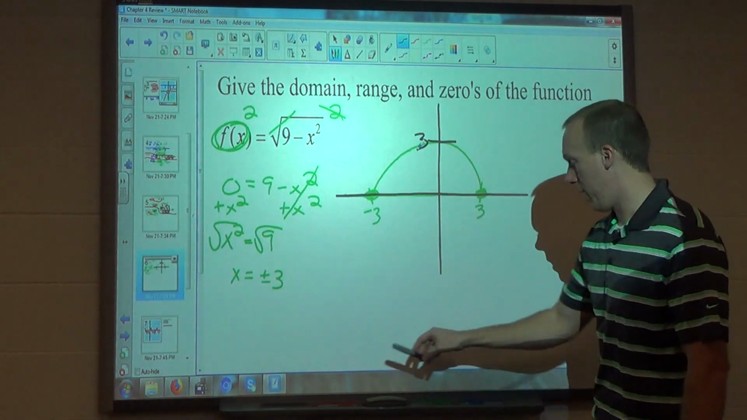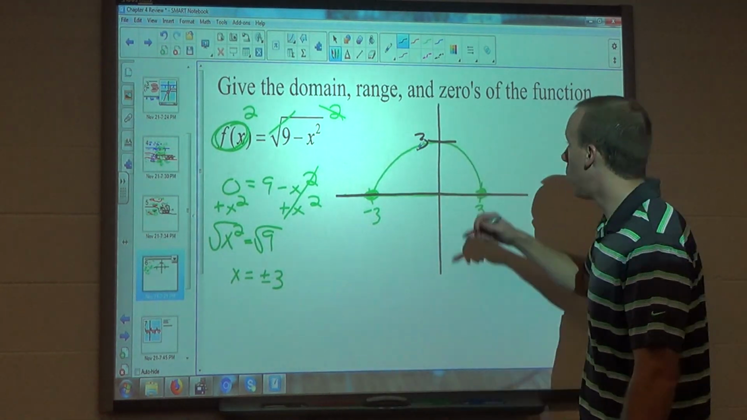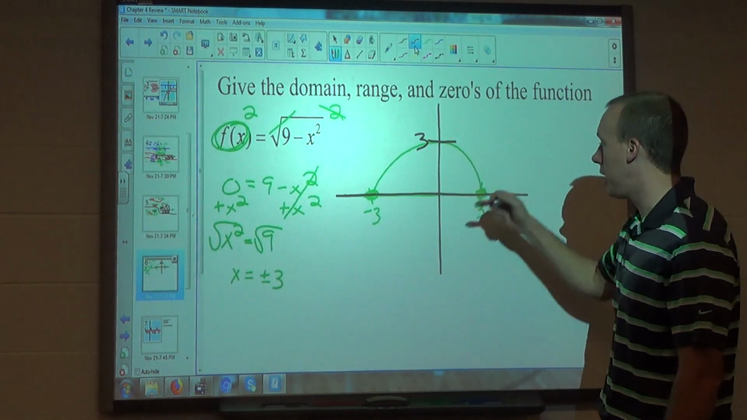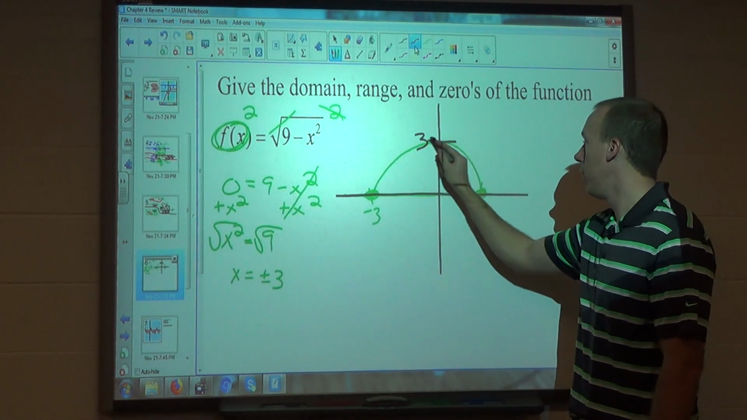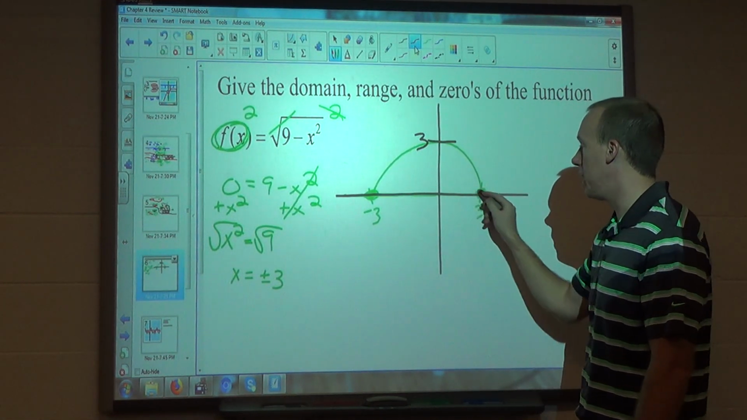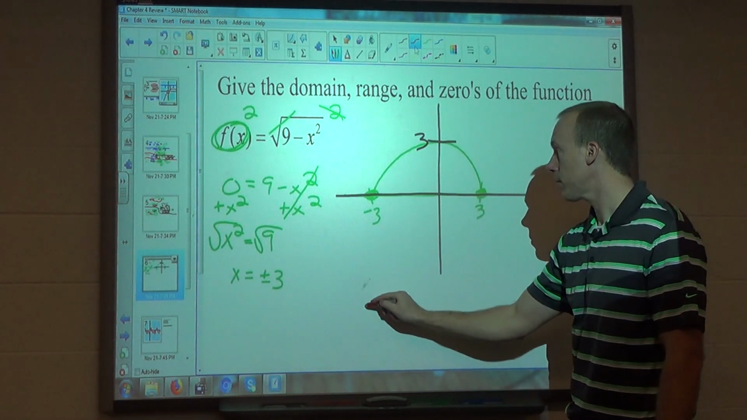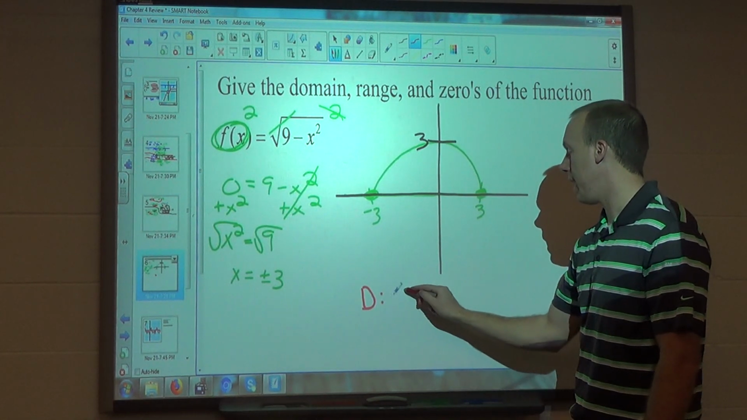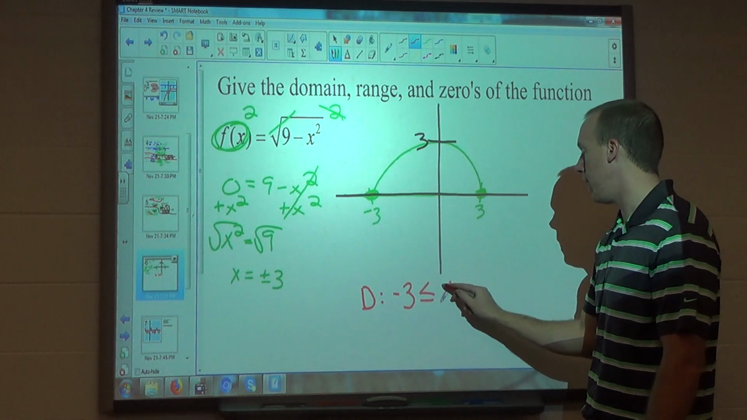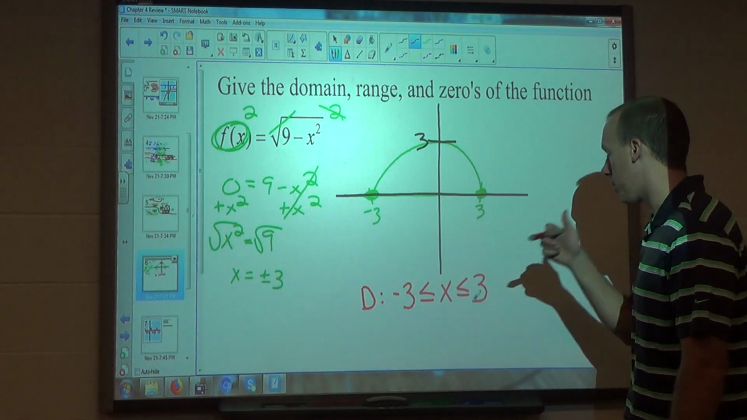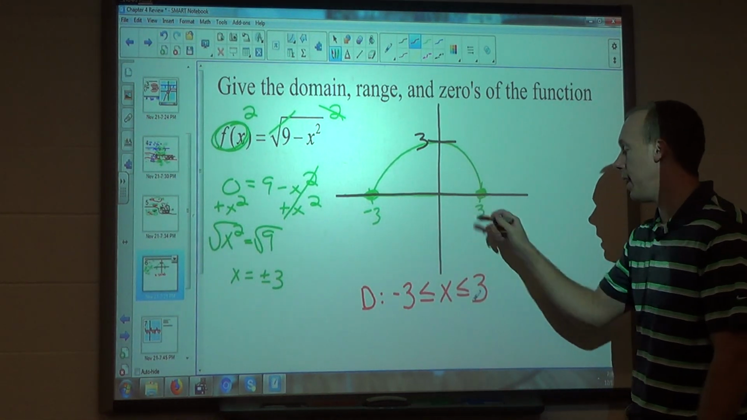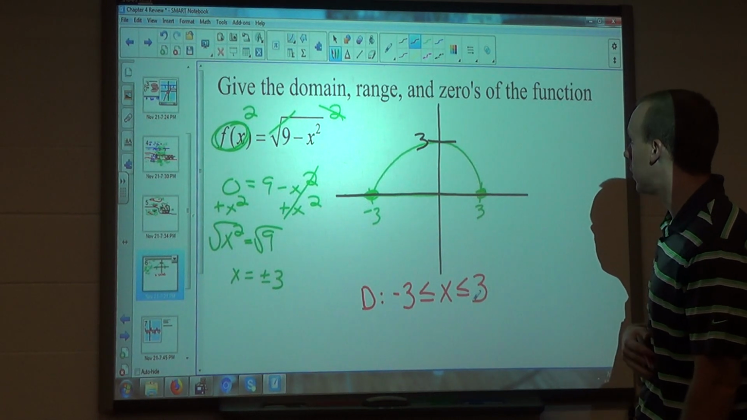So give me the domain of this function. Where are the x values showing? Well, the x values are showing from -3 until 3. How do you write it when it's in between 2 points? So I'd say -3 is less than or equal to x, which is less than or equal to 3. And they're equal to because they can't hit that line. Okay, are zeros of the function.